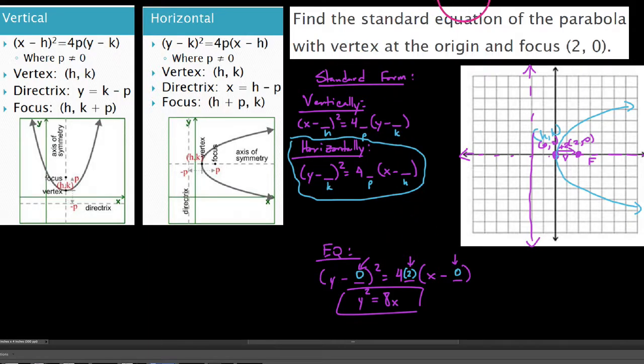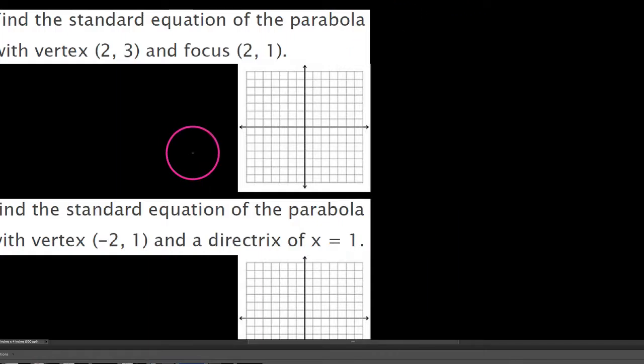And so that's something that I am interested in doing a couple more times here, but with describing different characteristics and seeing what we can piece together. So in this next one that we're looking at, it says find the standard form of the equation of the parabola with a vertex at (2, 3) and a focus at (2, 1).